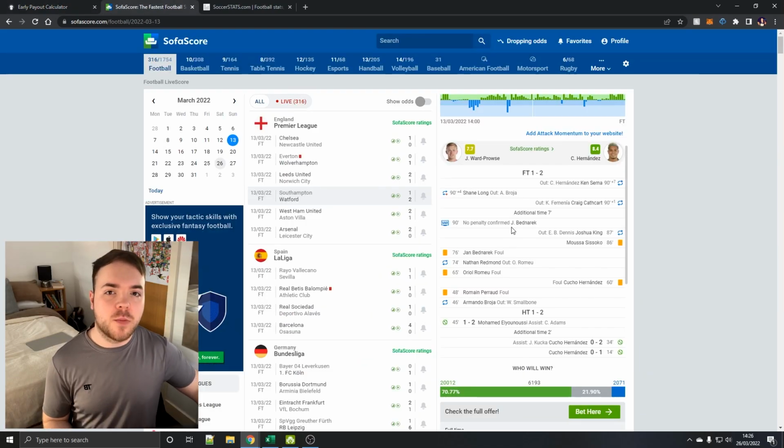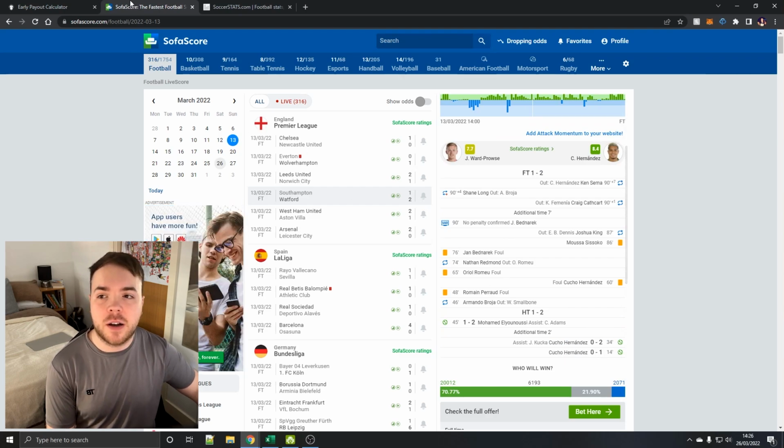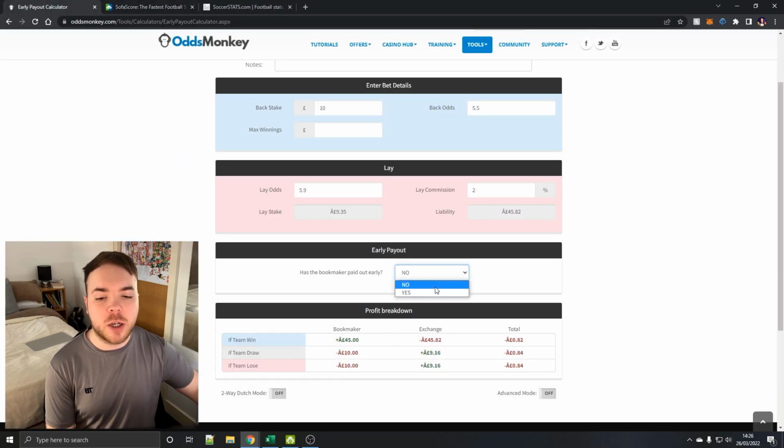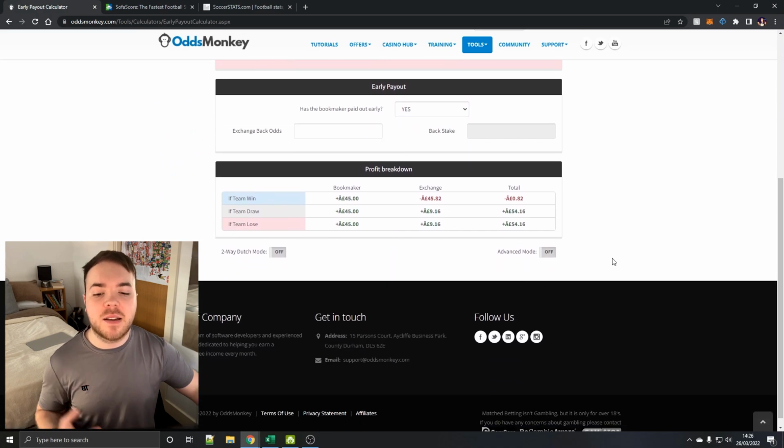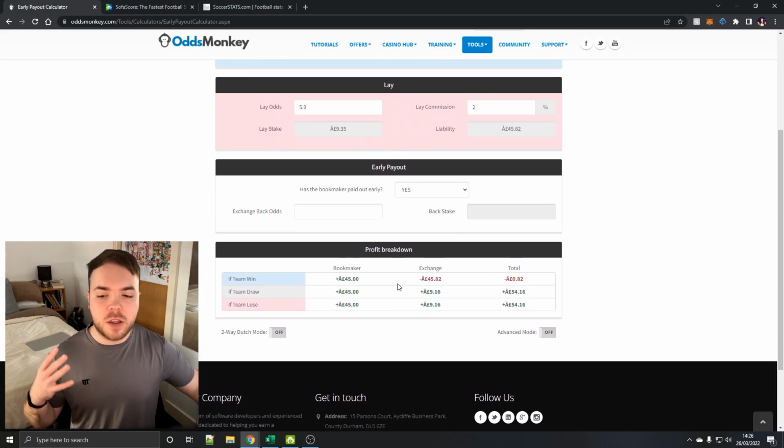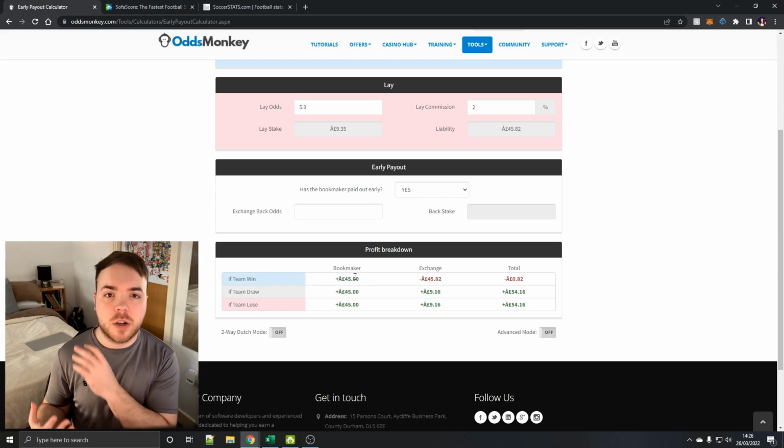The bonus comes from when Watford go 2-0 up. As you can see here, they went 2-0 up quite early on. So when they've gone 2-0 up, you change this to yes, and then you can see the instance you've got here. Again, you've already got this £45 paid out from Paddy Power, so you can forget about Paddy Power now. You can either leave it.